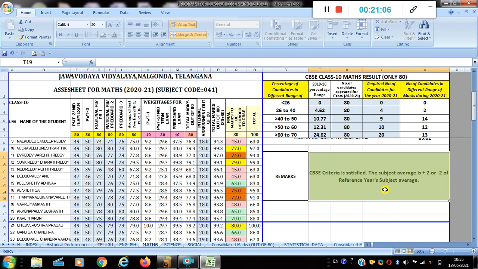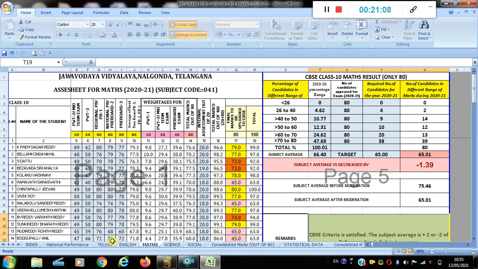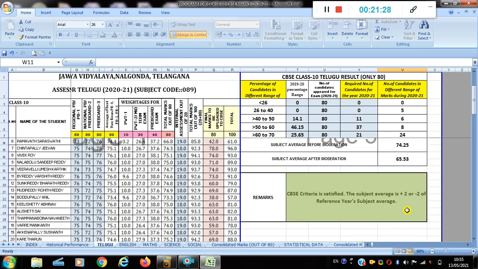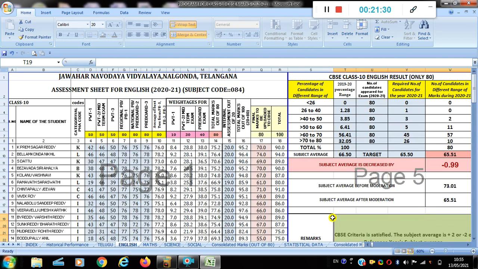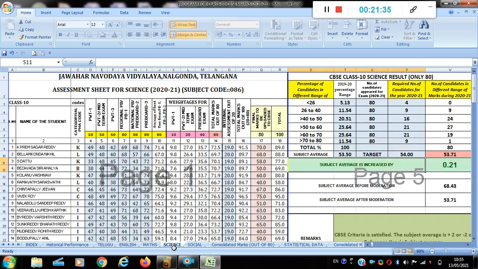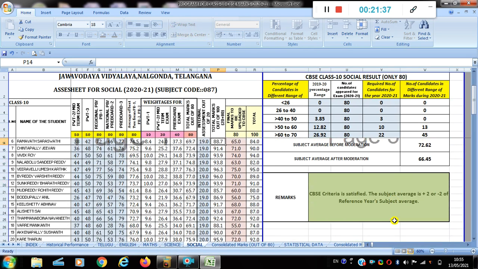In this way we need to moderate the marks for each and every subject. Telugu is something like this, but I did not look into the ranges as I am not the subject teacher. I just entered dummy values and made them reach the target. Target is 65.50, here 65.53. Subject average is increased by 0.03 only. CBSE criteria is satisfied for Telugu, for English it is satisfied, for mathematics it is satisfied, for science it is satisfied, and for social it is satisfied.